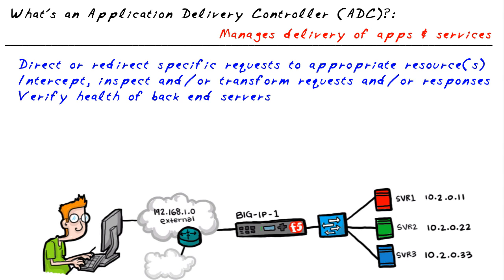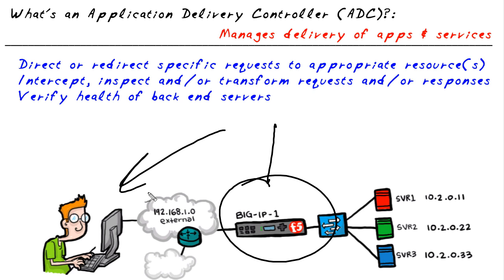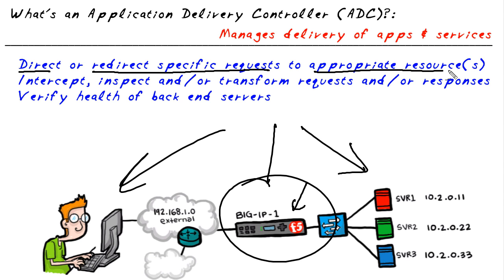And this is where you and I would get a big smile on our face because we know what we could do. We could put a device, for example, one of F5's products, right smack dab in the middle between the clients who are making the requests and the servers that have the answers and the content that the users are looking for. And this device in the middle could do several things. For example, we could direct or redirect specific requests to an appropriate resource.